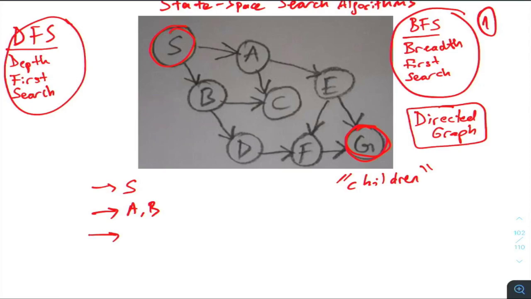That's a good problem. Let's first see what the children of A node, C and E are. And what are the children of B and D? D and C, by the way, we have C, or let me write this D and C.